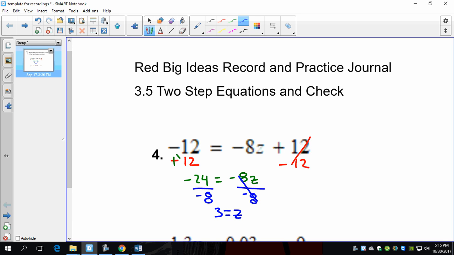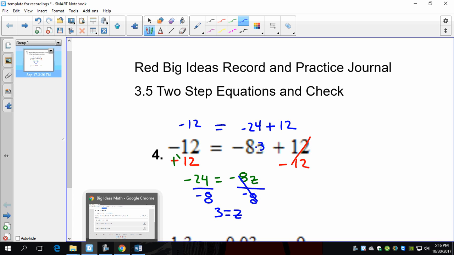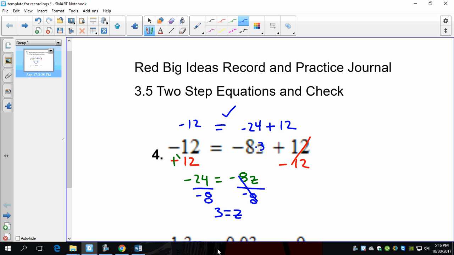Now, real quick, just to check our work, we want to plug in 3 wherever the z was. So now we're going to multiply negative 8 times 3, which is negative 24. Then we're going to add 12 to that, negative 24. Negative 24 plus 12 is going to give us negative 12. So that solution does check out.